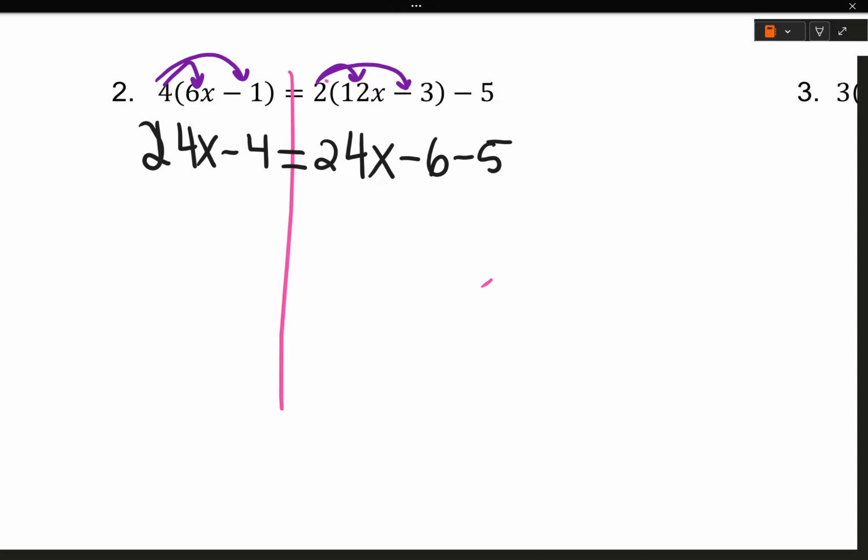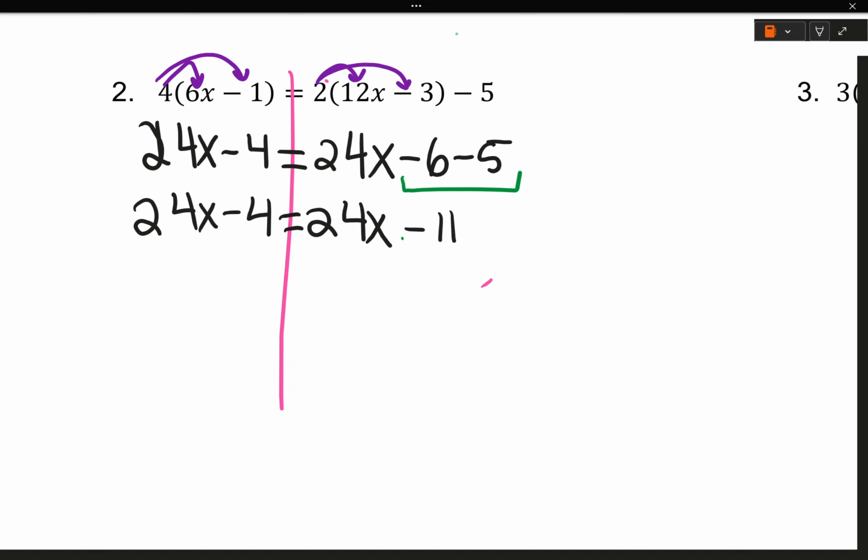There's one thing we have to do before we subtract the x's, and that's combine like terms on the right-hand side. These are the two like terms we can combine. So I'm going to keep the left just the way it was. On the right, 24x stays 24x. -6 minus 5 is -11.